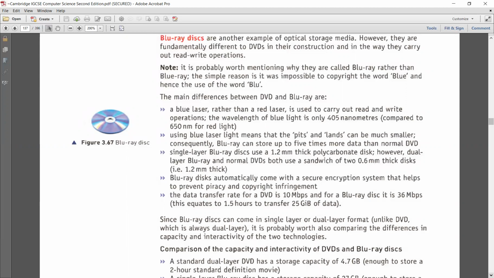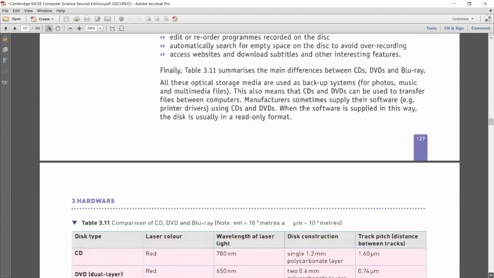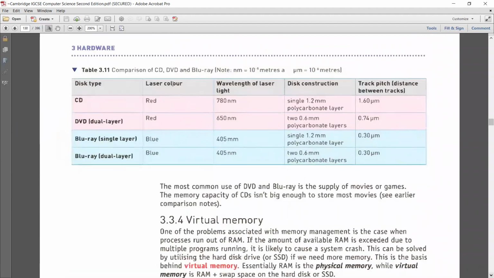So you can see this is a great difference between the data transfer rates. So you may get a question, and you may be able to answer very easily if you have actually remembered these simple points. I suggest that you go through this table so that you can recall the differences and the similarities between the different devices.